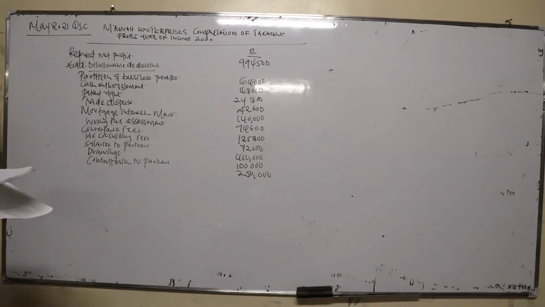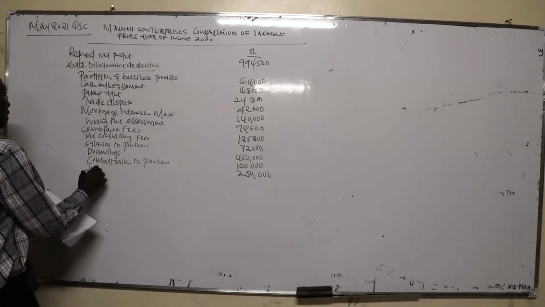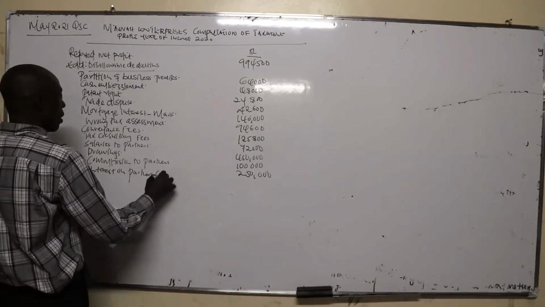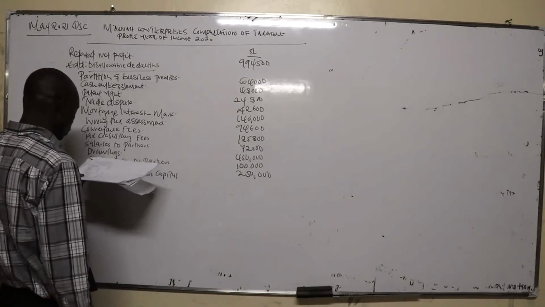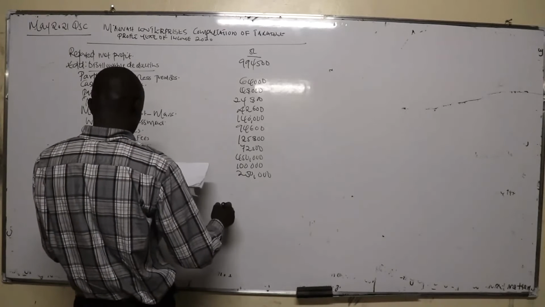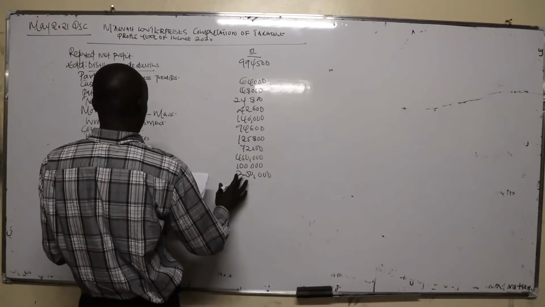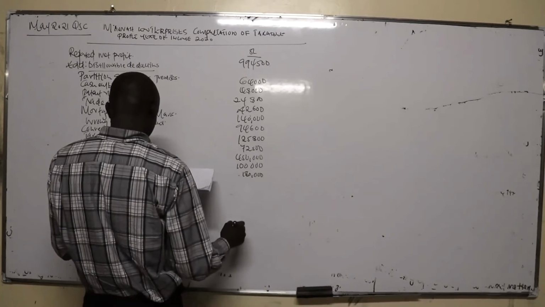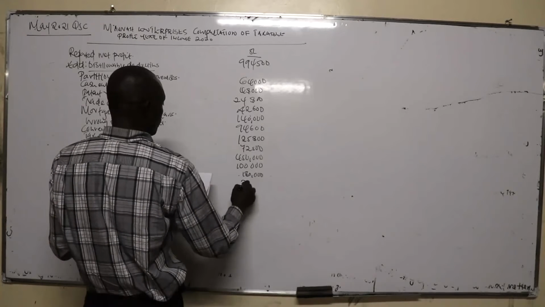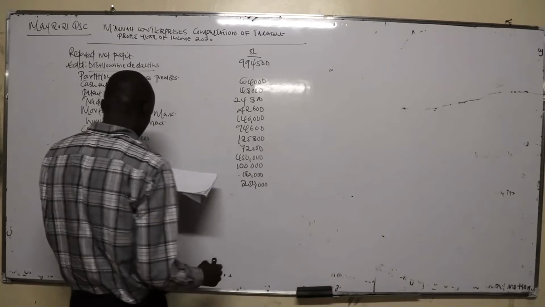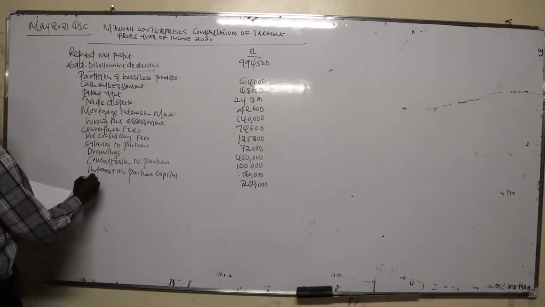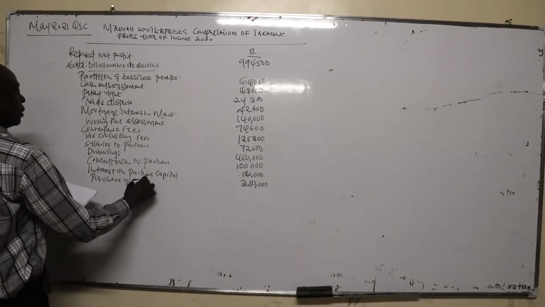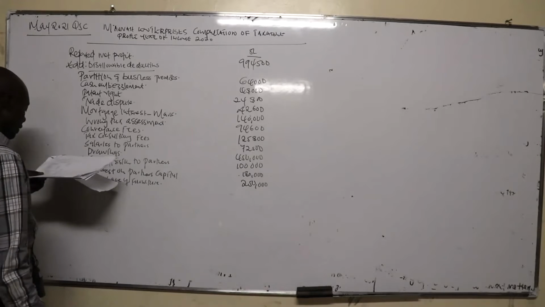Interest on partners' capital is not allowed. Sorry, interest on partners' capital, 250,000. The commission is the 180,000 here. Purchase of furniture is not allowed. Purchase of furniture, 96,000.